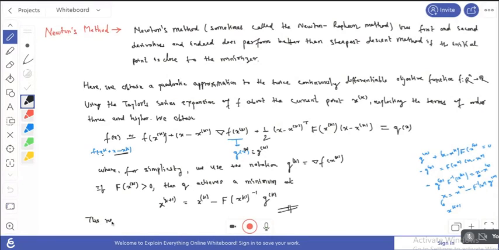This recursive formula represents Newton's method. Okay, so now we take an example and try to solve that problem by using this Newton's method.